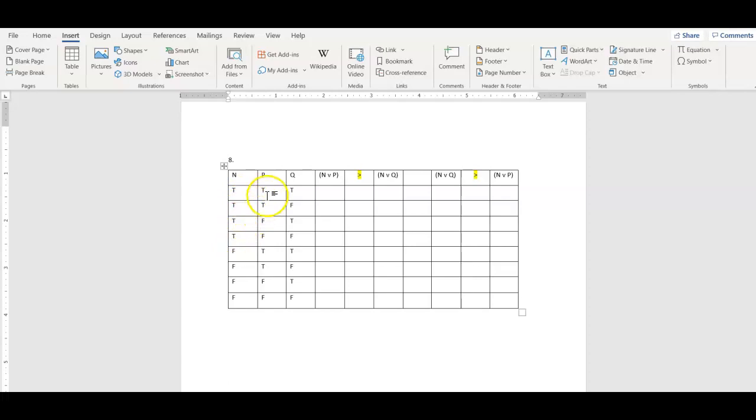This one was every 4. Now we'll alternate every 2. TT, FF, TT, FF. Next one, alternate again, twice as much. It's the innermost column, so it's going to alternate every time. TF, TF, TF, TF.